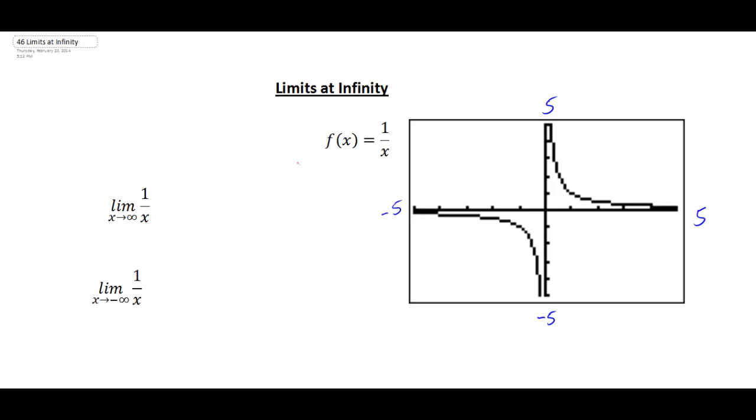This video is going to look at what happens when we look at the limits at infinity. Looking at the function f of x equals 1 over x, we have the graph here. We know that there's going to be a split in the graph at 0 because the denominator cannot be equal to 0. We would have 1 over 0, which is undefined. So our graph is going to split. And what we want to look at now is we're going back to looking at limits.